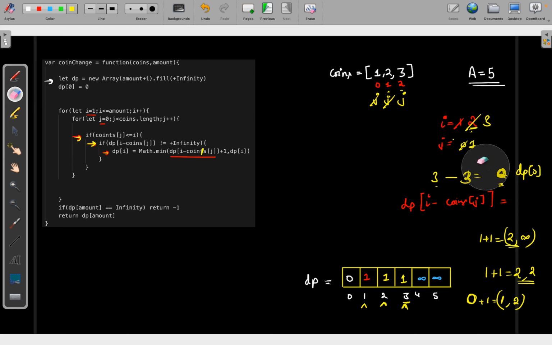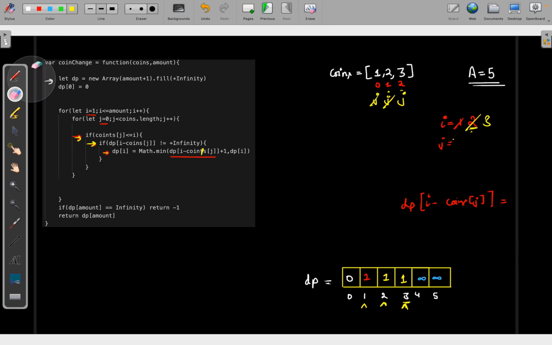This is filled. j will again start from 0, right? And what I will do, now i will be i plus plus, I will be at 4, right? Again, j will start from here, 0. So again, I will check is 1 less than or equal to 4. Yes, it is. I will check here i minus coins, that means 4 minus 1, that will be 3. Is dp of 3 not equal to infinity? Yes, it is not. So dp of 3 plus 1, that is 1 plus 1, that is 2, and infinity, which is smaller? So 2 is smaller. So I will update with 2, right?